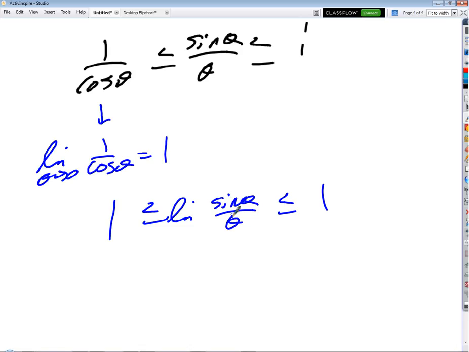Yeah, you'll see. Now we got the answer. So we can use that. You know that the limit of sine theta.